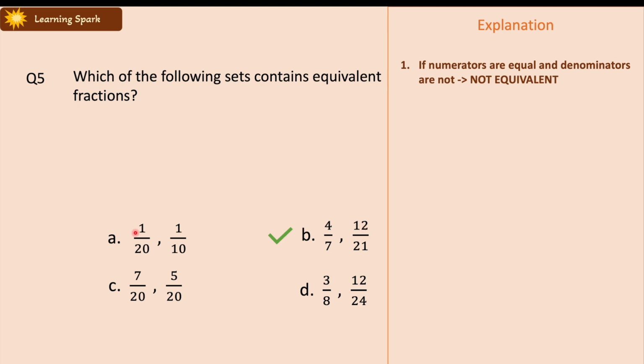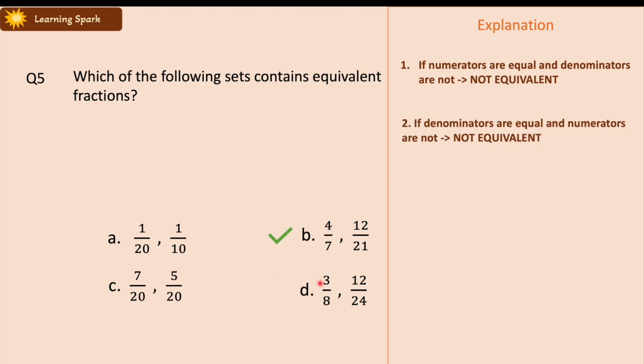Now let's come to this fraction. For this fraction, the numerators are equal, but the denominators are not equal. So clearly, for these two fractions, the numerators and denominators are not multiplied by the same number. So if the numerators are equal and the denominators are not equal, then of course the fractions are not equivalent, because they are not multiplied by the same numbers. So this is clearly a wrong answer. This cannot be a right answer.